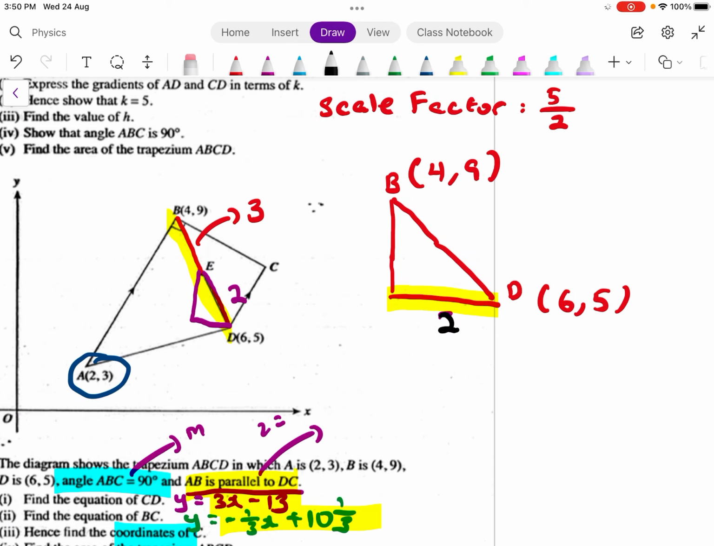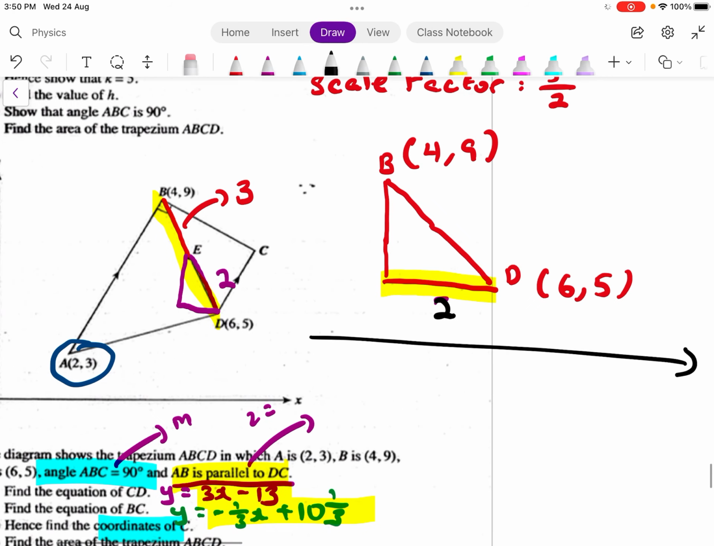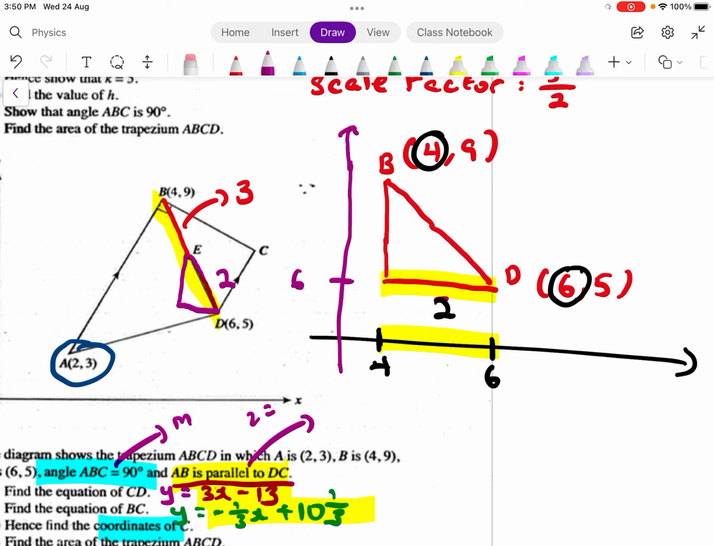How do I know it's 2 units? Very simple. If I draw the axis, here is 4. How do I know it's 4? Because you look at the x coordinate, 4. Then point D is 6, because you look at the x coordinate of D, which is 6. From 4 to 6 is 2 units. Next is the vertical line, the y-axis. Every time you look at the y-axis, you look at the y coordinate, 5. Then point B has y coordinate 9. So this part will be 4 units. Everything is done already.